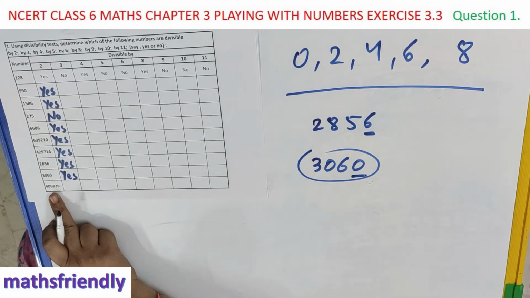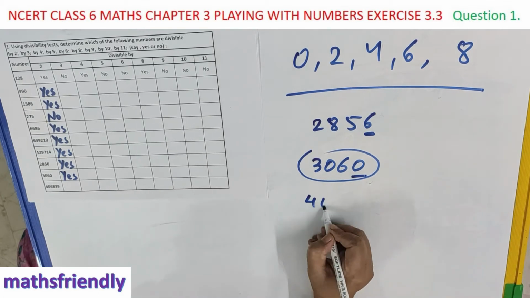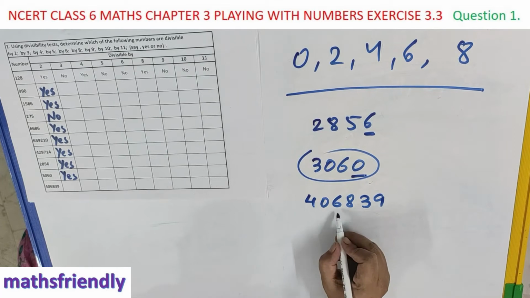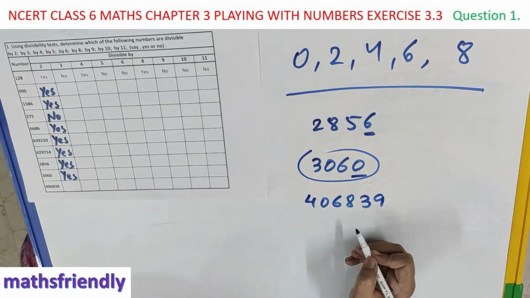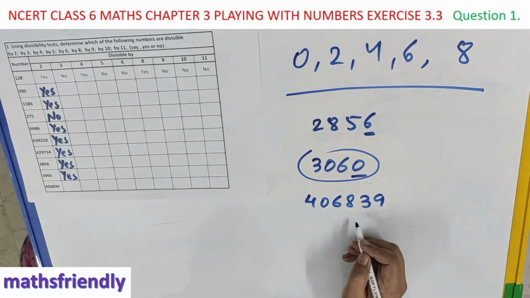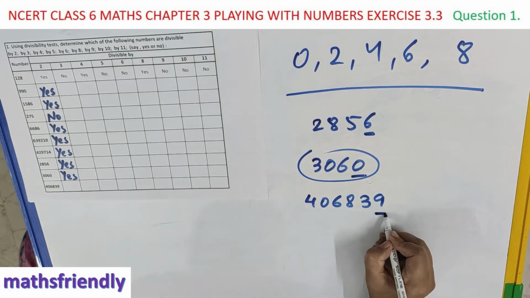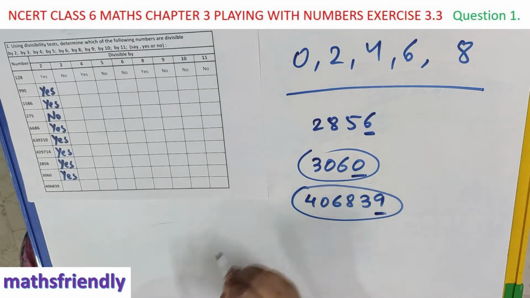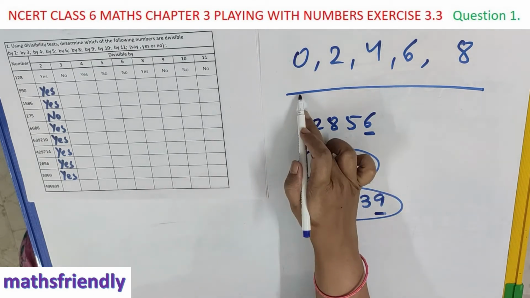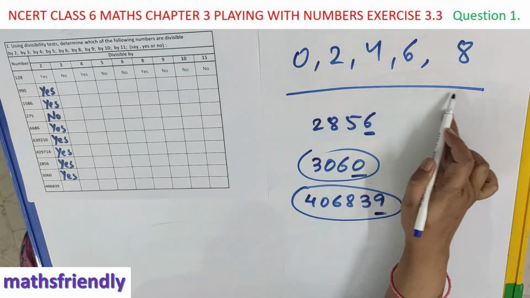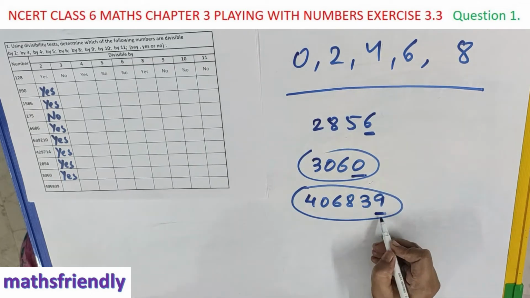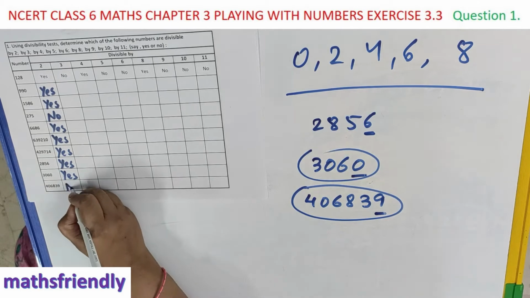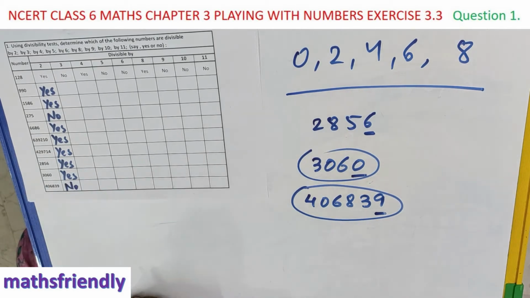Okay. What is the next number? The next number is 406839. Right? It is 4,06,839. This number has 9 in its units place. So this is not divisible by 2, because the units place should have any of these digits, but it has 9. It means this number is not divisible by 2. So we will write it here no.